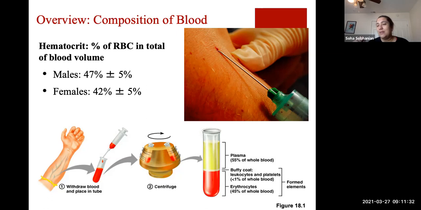Plasma looks cloudy. Sometimes it implies there is an infection, although plasma itself is slightly cloudy anyway. If you're talking about any plasma being more cloudy than usual, that typically implies an infection.